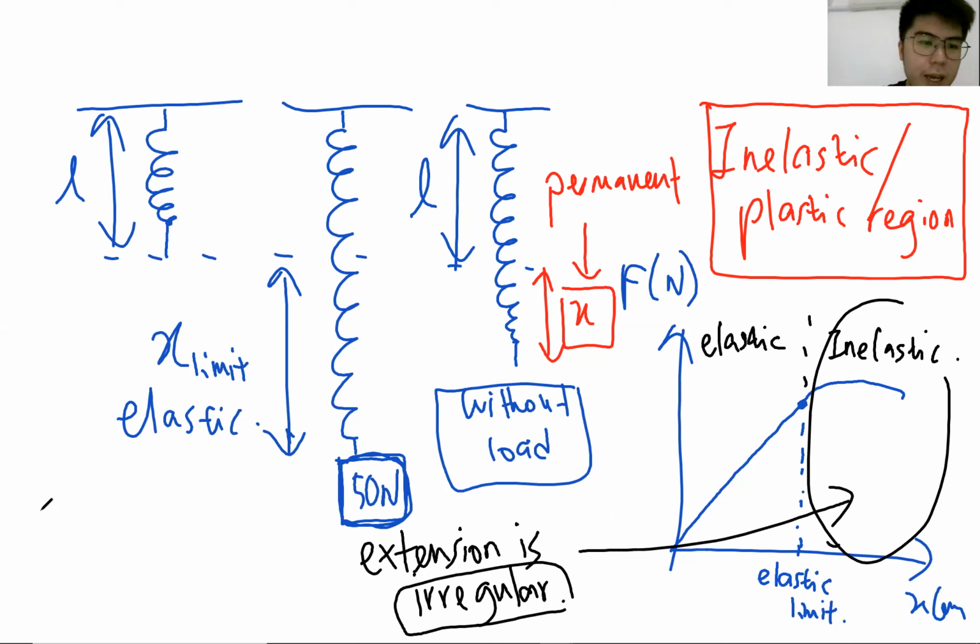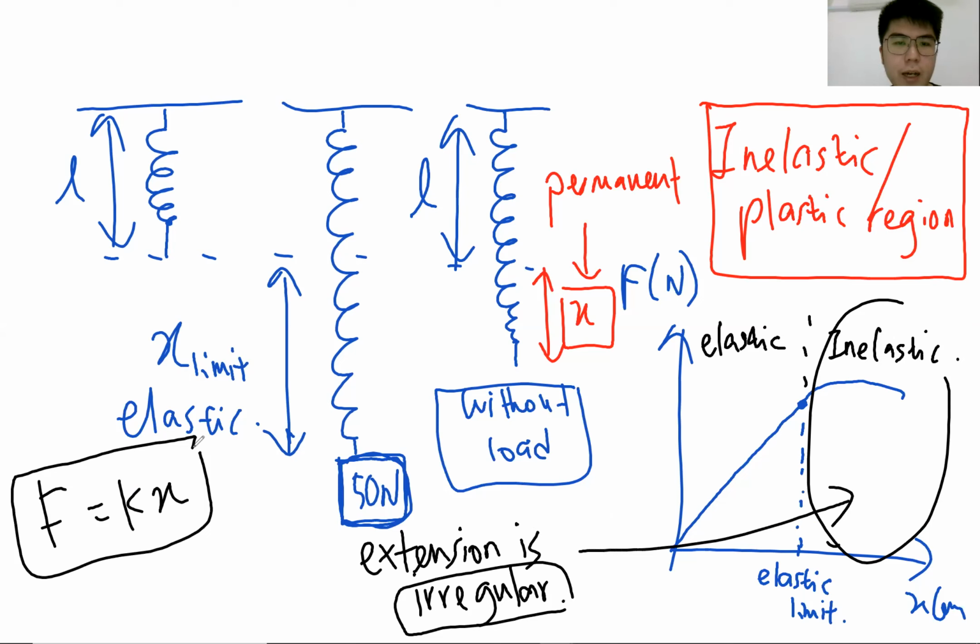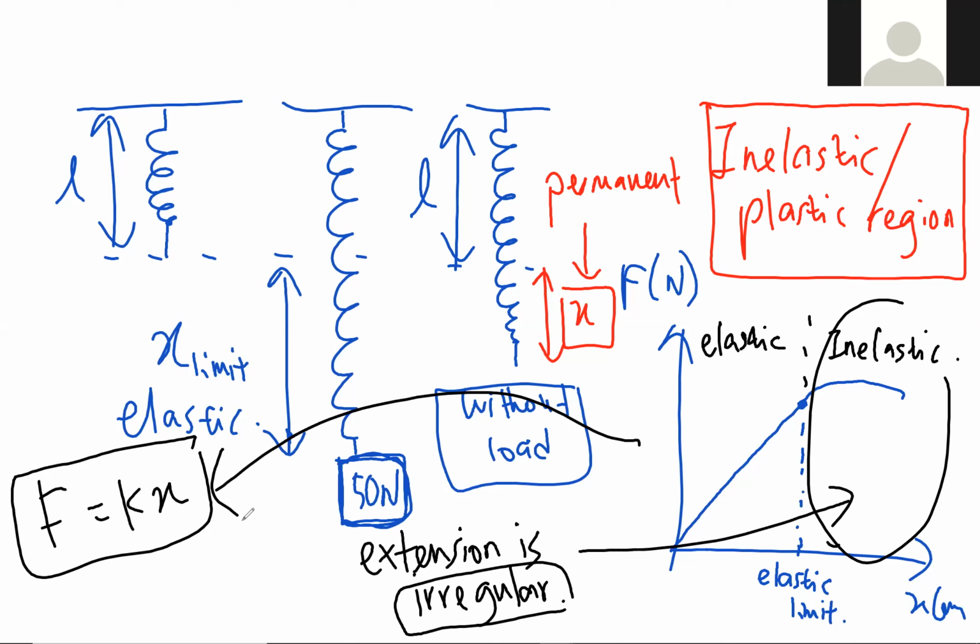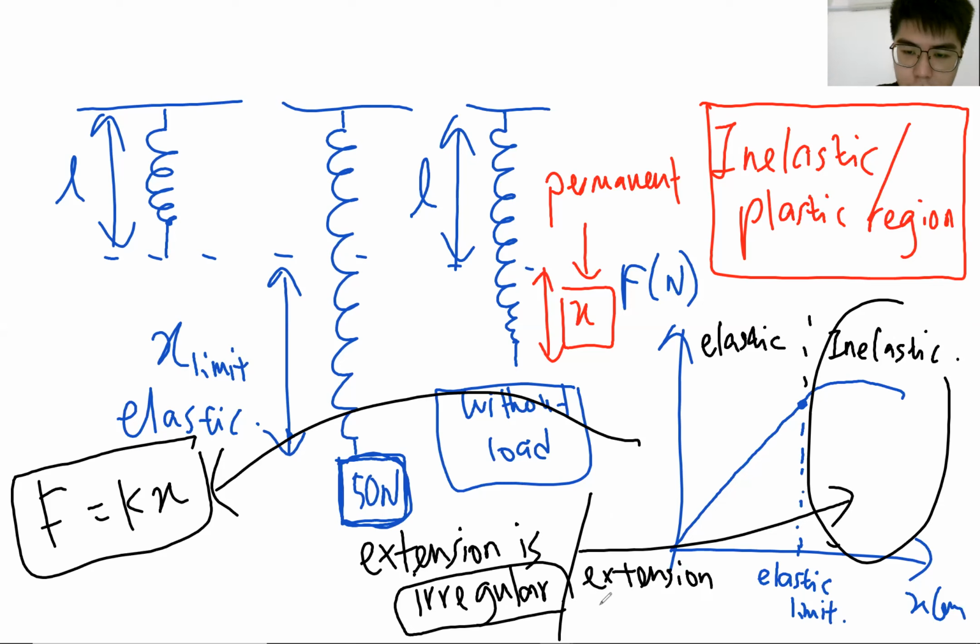Just like the equation F equals kx, this is the straight line rule, right? So we can easily predict the extension based on how much force we apply if the spring is in its elastic region, because it follows this equation. It is directly proportional. In the plastic region, the extension is irregular and does not follow any rules. It can go wherever it likes, so it is not predictable.